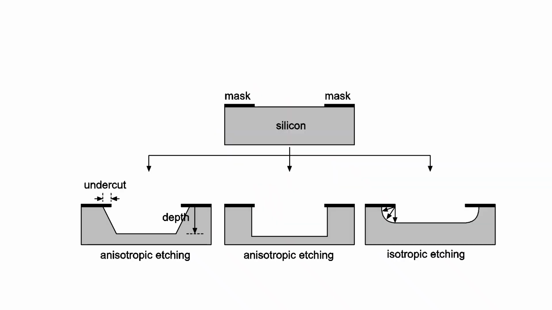Wet etching can happen in 3 different ways. If you have a silicon with a mask, you can have anisotropic etching where the etch rate in different crystal planes is different. You can have anisotropic etching that's vertical, or you can have isotropic etching where the etch rate in different orientations are the same.